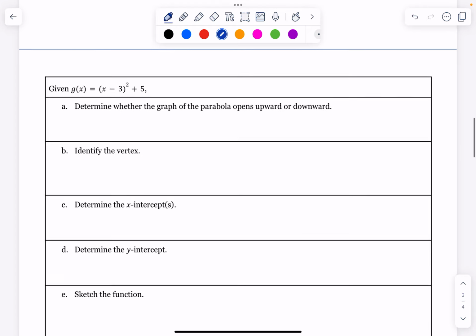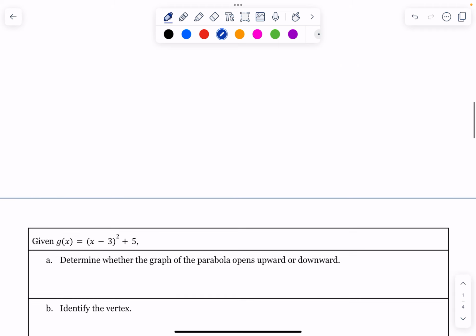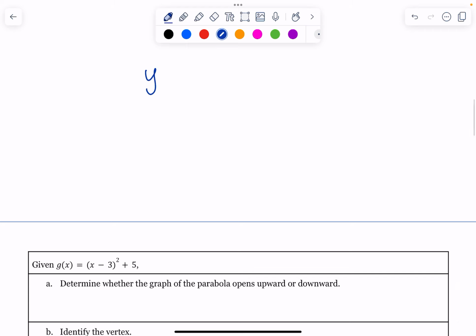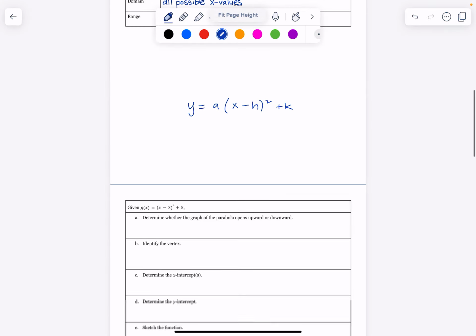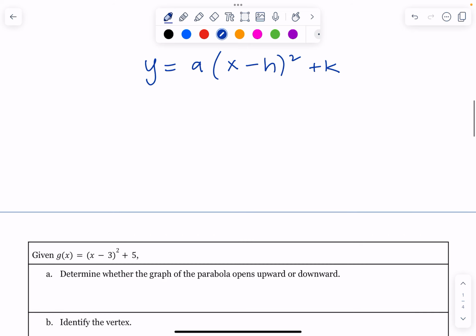All right, given g of x equals (x minus 3) squared plus 5, determine whether the graph of the parabola opens upward or downward. So let's take a second and look at vertex form: a times (x minus h) squared plus k. I said that (h, k) was the vertex, and we didn't really talk about a.